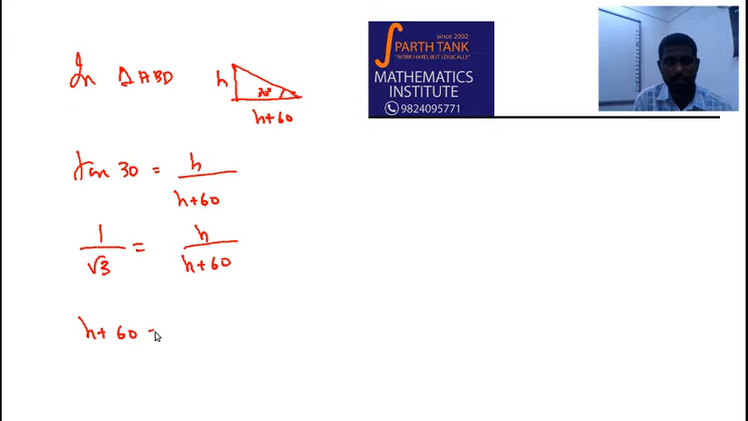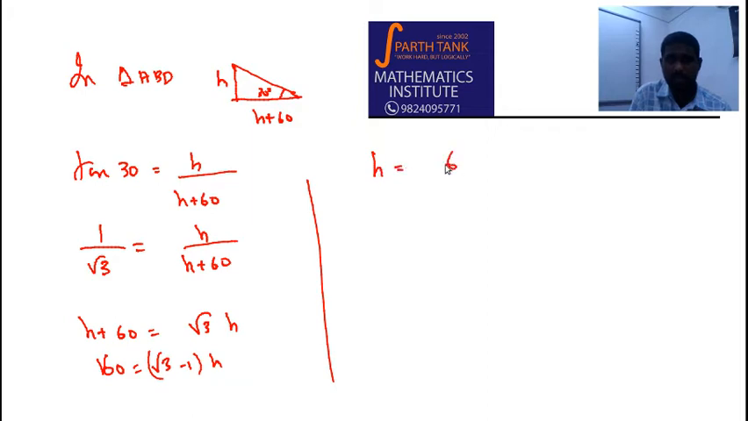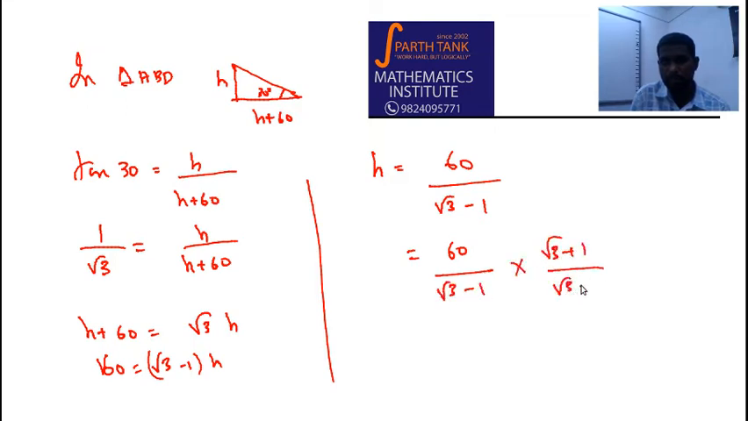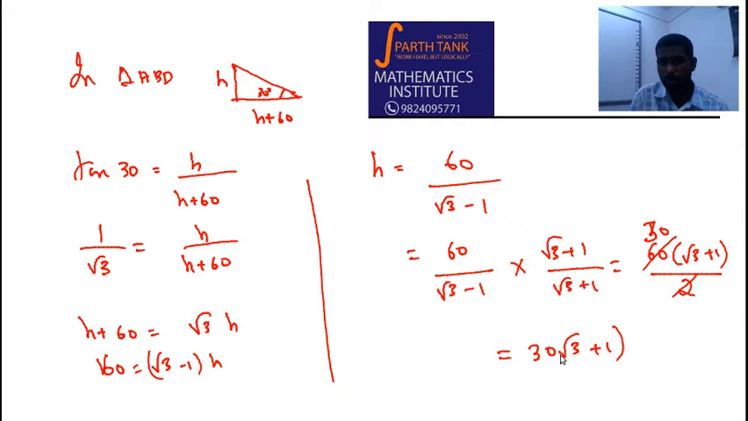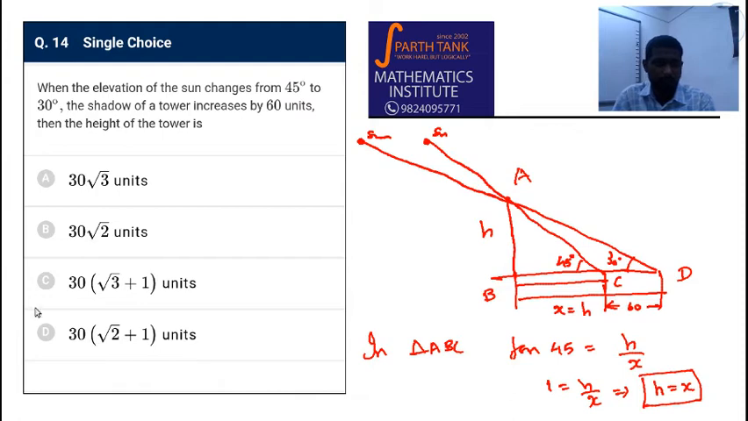h plus 60 is equal to root 3 h, or 60 is (root 3 minus 1) h, and this has to be rationalized. h is 60 by (root 3 minus 1), so this can be rationalized by multiplying with root 3 plus 1 on top and bottom. a squared minus b squared gives this 2. This is 60 into (root 3 plus 1) by 2, and 60 and 2 on cancellation can be written as 30 into (root 3 plus 1) units. So the option is 30 into (root 3 plus 1) units, option C. Very simple heights and distances problem.